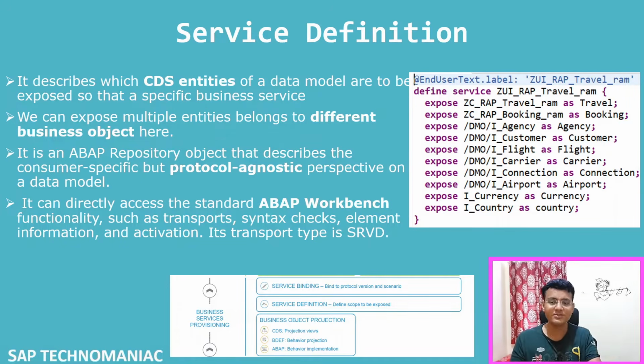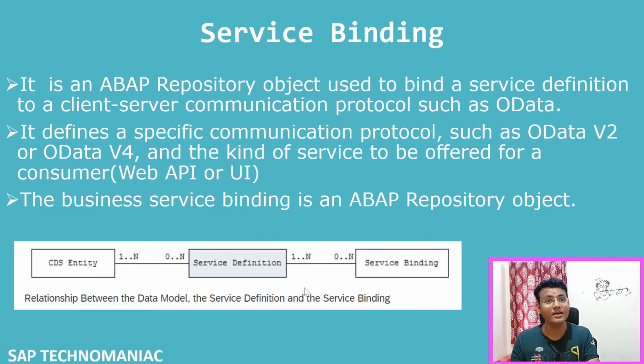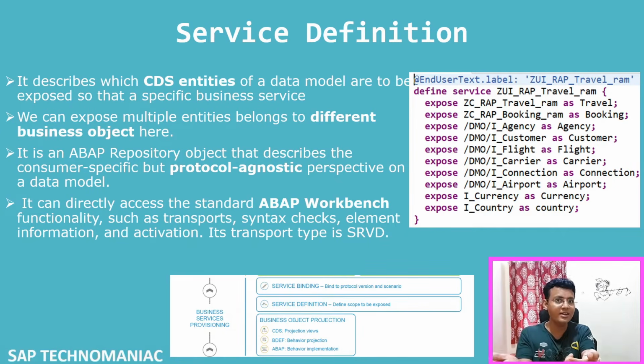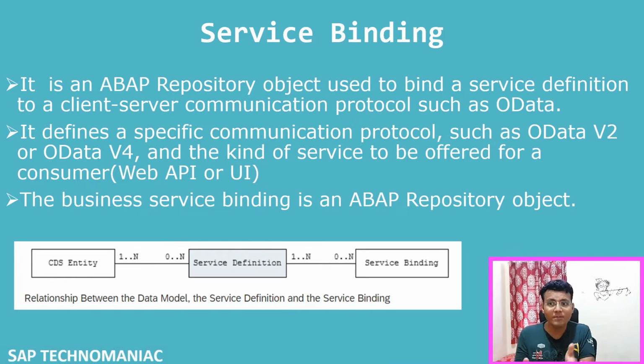The next thing you are going to create is the service binding. There we will define the protocol related things. It is an ABAP repository object used to bind the service definition which we created in the previous step to a particular protocol. Protocol means client service communication protocol. One example is OData. Another example is INA, information access.